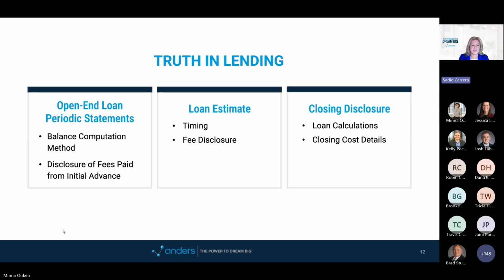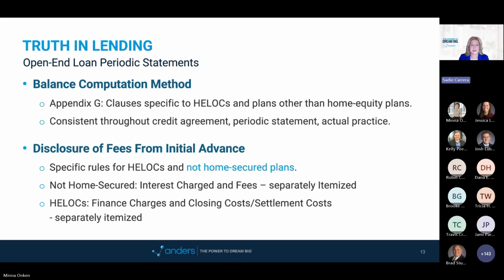We're going to start out here with the open-end periodic statements, and particularly the balance computation method. Now, the balance computation method is the calculation that's used to compute the balance upon which the finance charge or interest is figured. There are numerous model clauses in Appendix G for both HELOCs and plans other than home equity plans. There are different methods such as average daily balance method and daily balance method. There's a whole bunch of them in there.